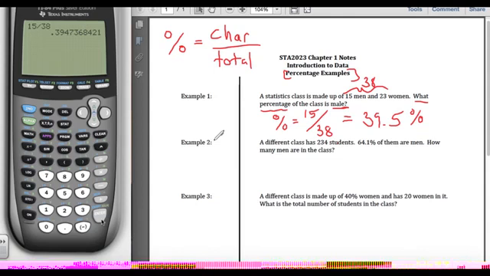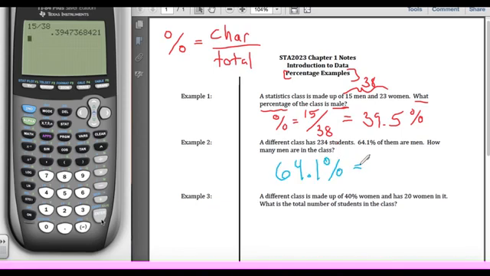In example 2, we have a different class that's much larger. There are 234 students, so that's my total, and 64.1% of them are men. I want to know how many men are in this class. So again, I use this formula. The percentage is equal to the characteristic divided by the total. So I have the percentage at 64.1%. It's equal to x over 234. I don't know how many men are in the class. I don't know how many people in the class meet that characteristic, that criteria, but I do know there are 234 people total. I want to solve this for x.